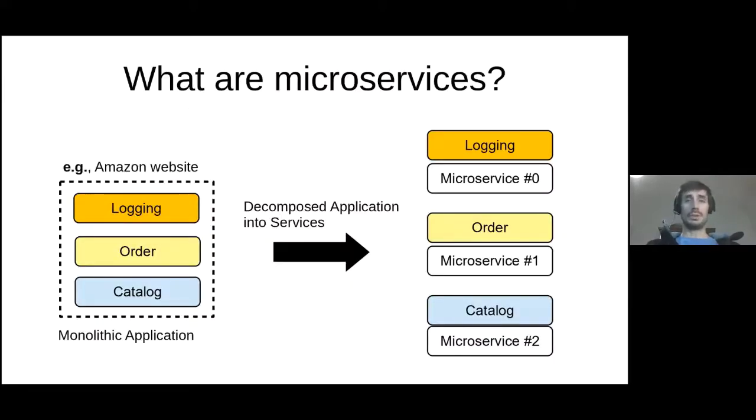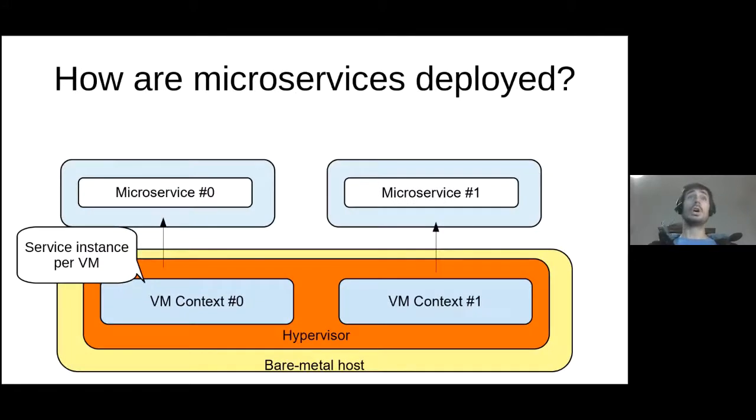Before I go deeply into the presentation, I would like to picture what is a microservice. Roughly speaking, a microservice is a way to decompose a monolithic application into simpler components named services. Each service provides a functionality. One possible way to deploy microservices is by using virtual machines. This pattern is called service instance per VM.